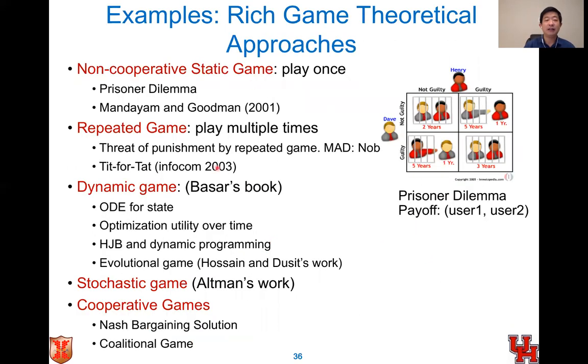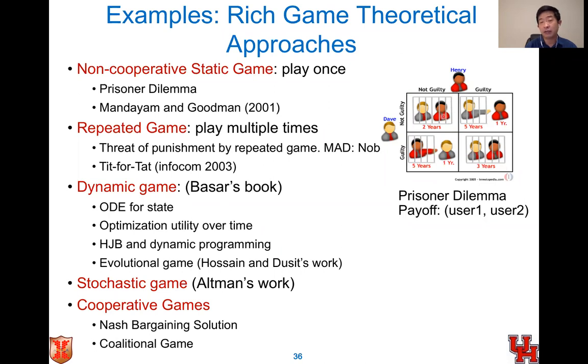And here is some very basic one. You have the non-cooperative game, basically the non-cooperative static game. Non-cooperative static means play once, and the most famous one is the prisoner's dilemma. Harry and Dave got caught by the police. If they play not guilty, they go to jail for 2 years. If one blames the other, the blaming guy will get less penalty, and the blamed guy goes to jail for more, and vice versa. If the two blame each other, the police know everything, and they will go to jail for 3 years. So this is the prisoner's dilemma.